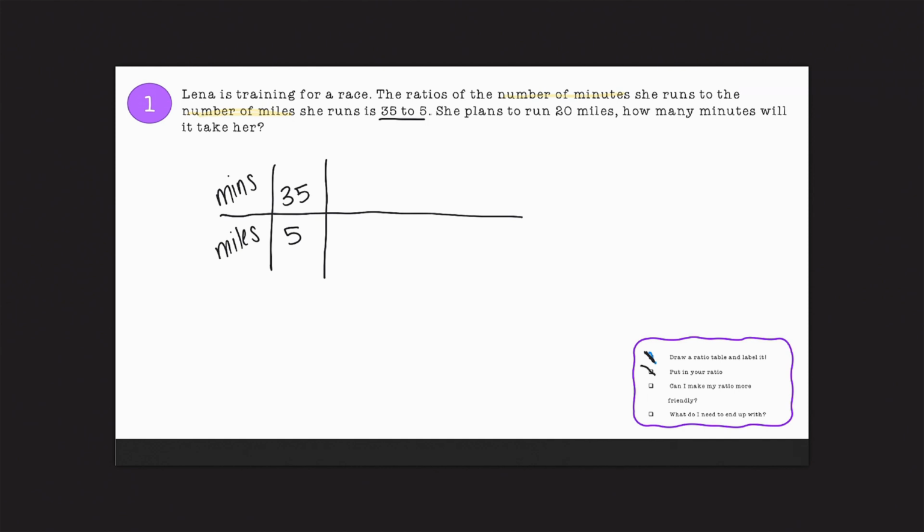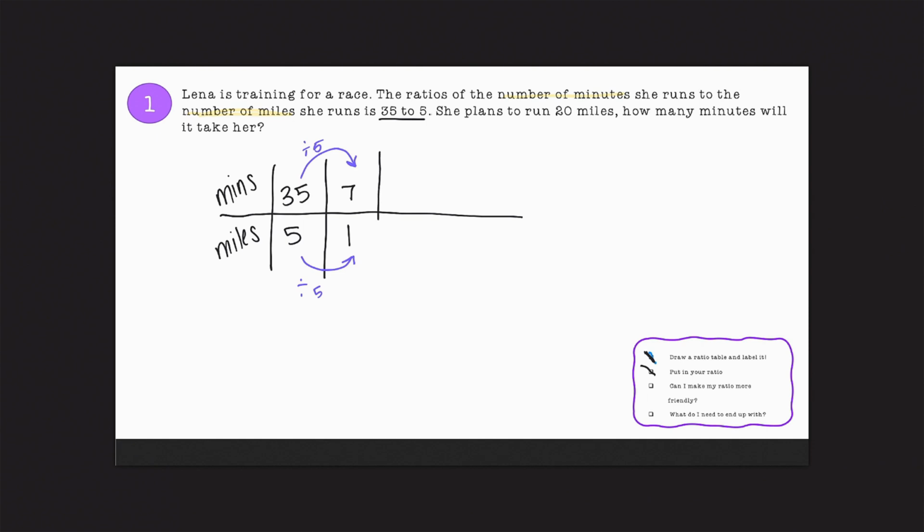Now we're going to ask ourselves, can I make my ratio more friendly? Is there an easier ratio that I can use with multiplication and division in working with my problem? So what I'm going to do first is look for a greatest common factor. What can go into both 5 and 35? Well, I know 5 can go into 5, and 5 also can go into 35. So I'm going to divide by 5, on the top and the bottom here, to get an equivalent ratio of 1 and 7. So 7 minutes to every 1 mile.